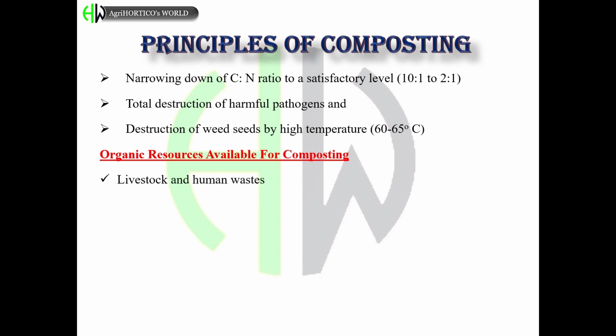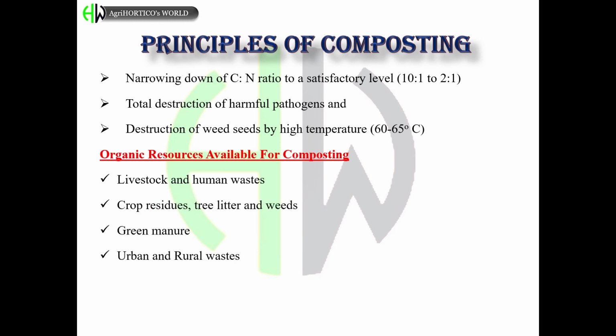Livestock and human wastes, crop residues, tree litter and weeds, green manure, urban and rural wastes, agro-industrial byproducts, and marine wastes.